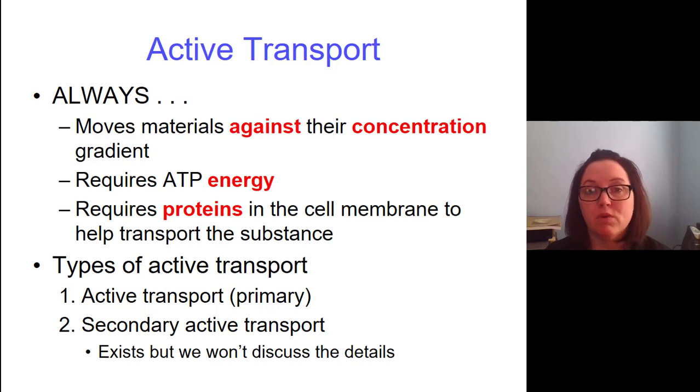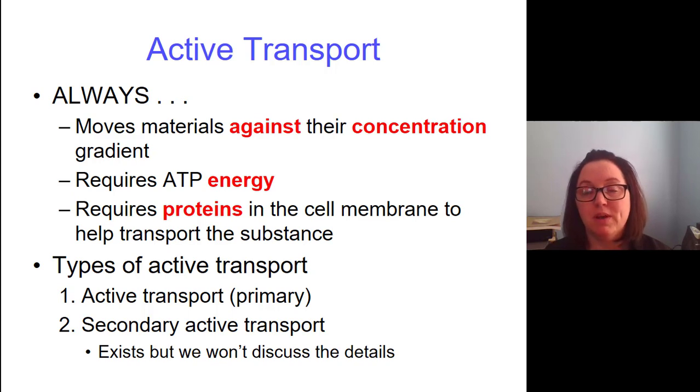So active transport requires ATP energy on the part of the cell. It also requires proteins in the cell membrane to help transport the substances. So active transport cannot occur in a simple fashion going right across the phospholipid bilayer. We need a protein in the cell membrane to help the process of active transport along.